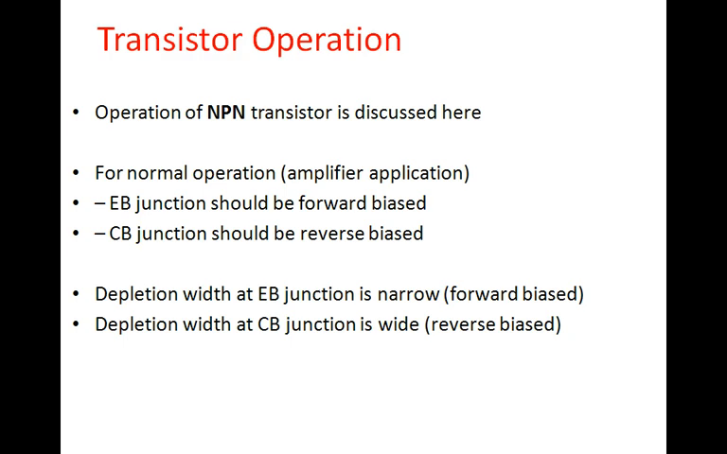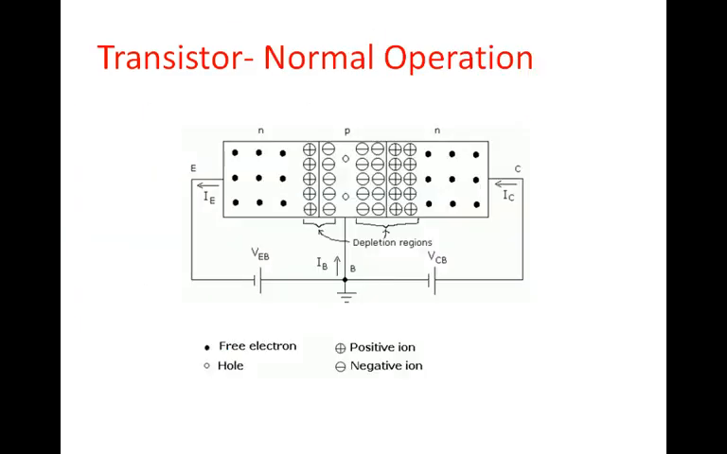When the emitter to base junction is forward biased, the depletion layer width is very small, and when the collector to base junction is reverse biased, the depletion width is very wide. So this is the normal operation. Since the emitter to base junction is forward biased, the depletion region is less compared to unbiased, and since the collector to base junction is reverse biased, the depletion region width is more. So this is the NPN transistor.